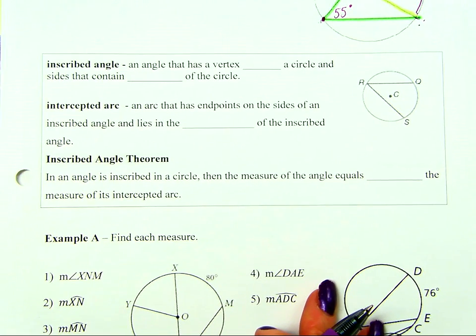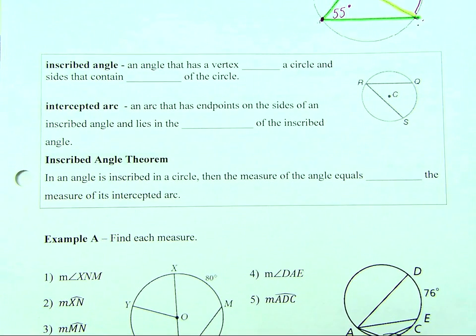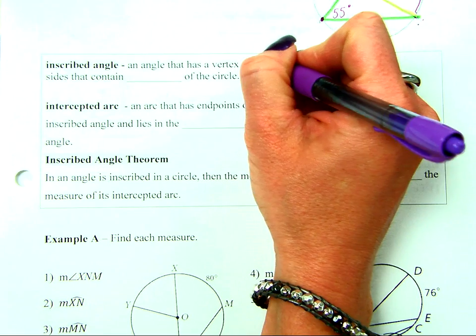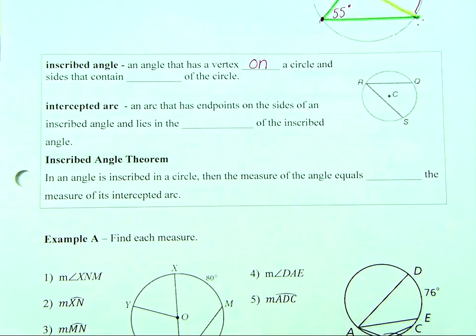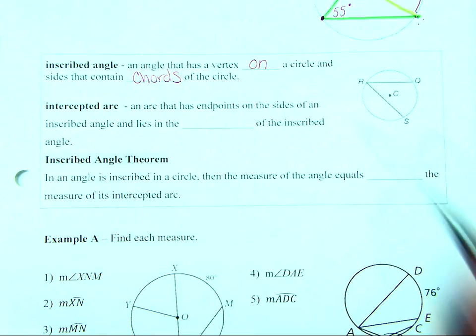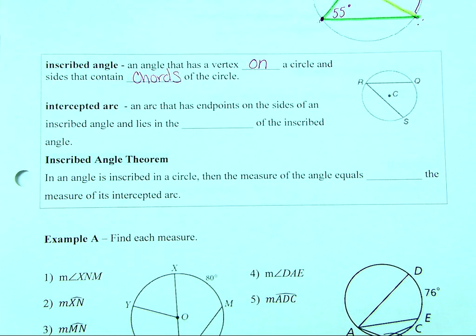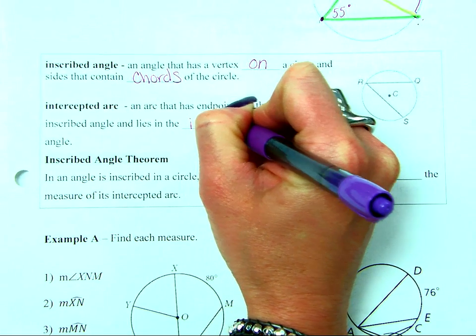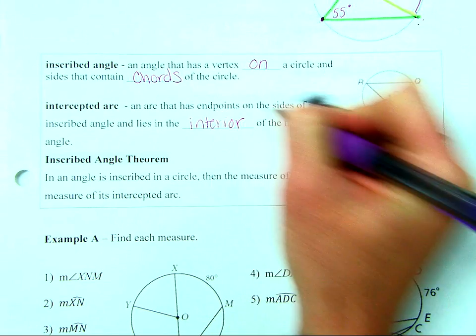So let's take a look at some definitions. By formal definition, an inscribed angle is an angle that has a vertex on a circle and sides that contain chords of my circle. An intercepted arc is an arc that has endpoints on the sides of an inscribed angle and lies in the interior of the inscribed angle.